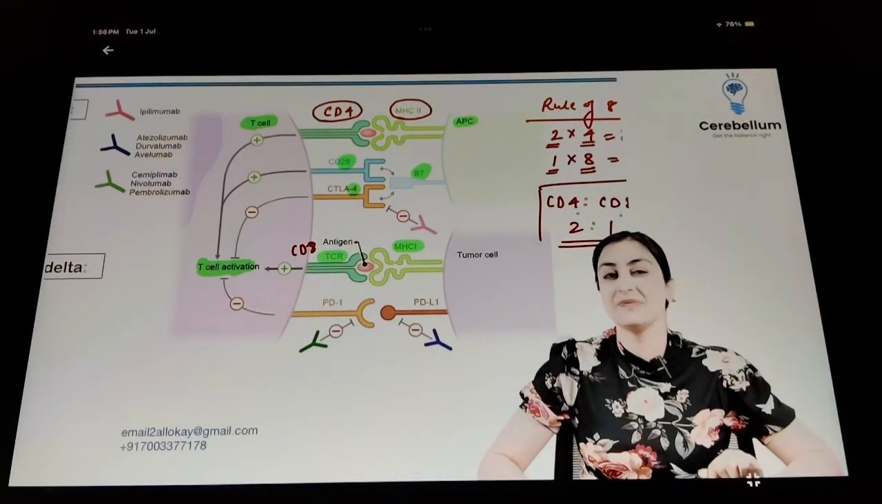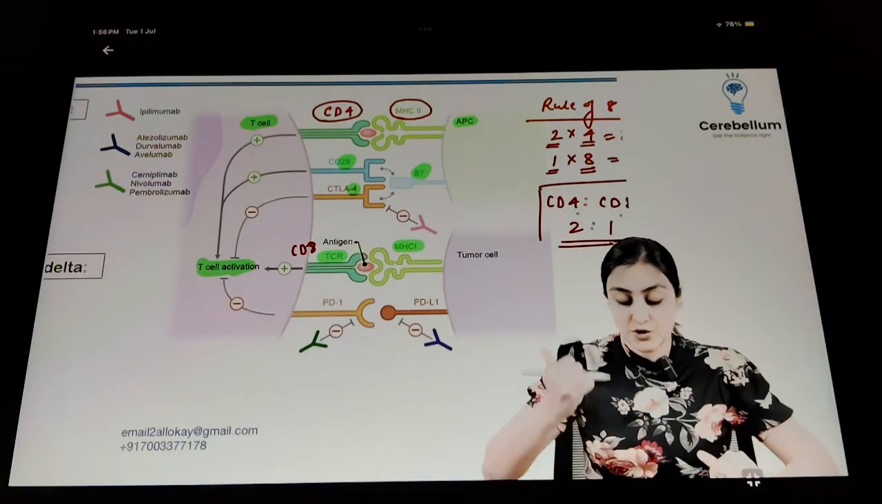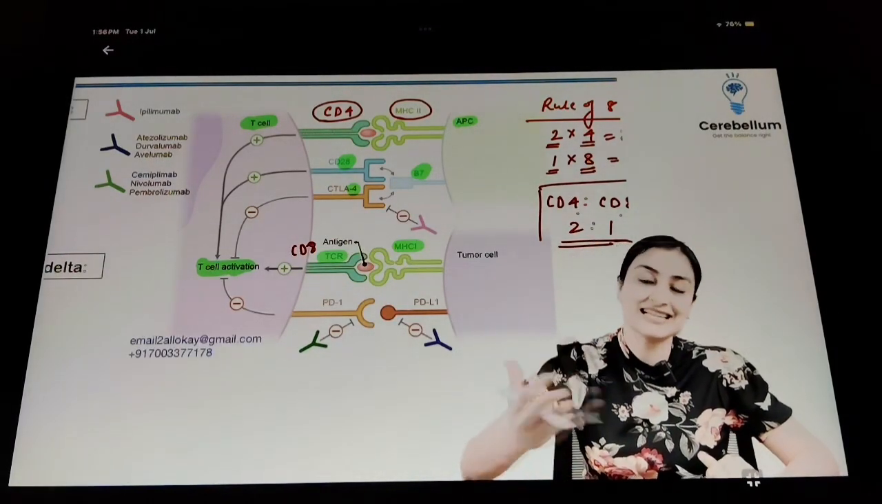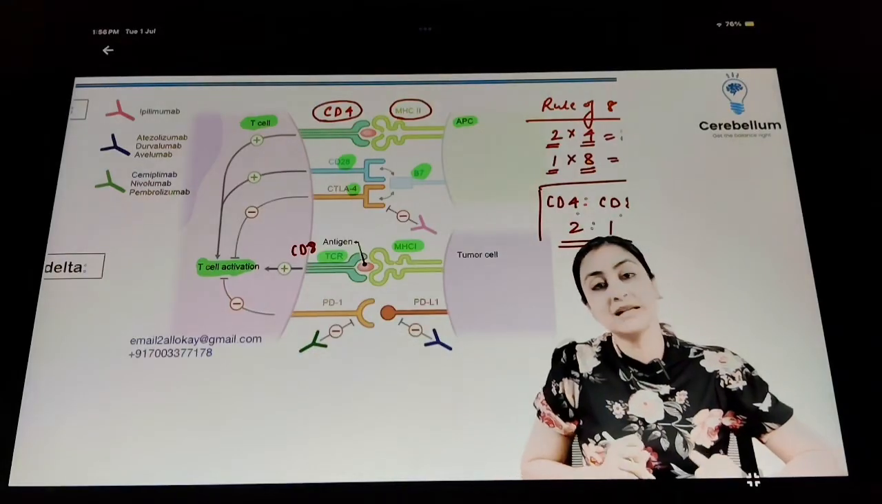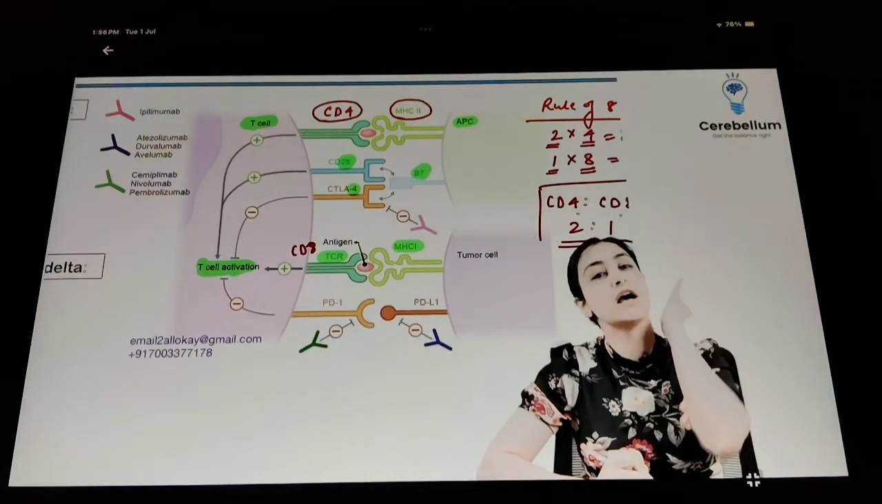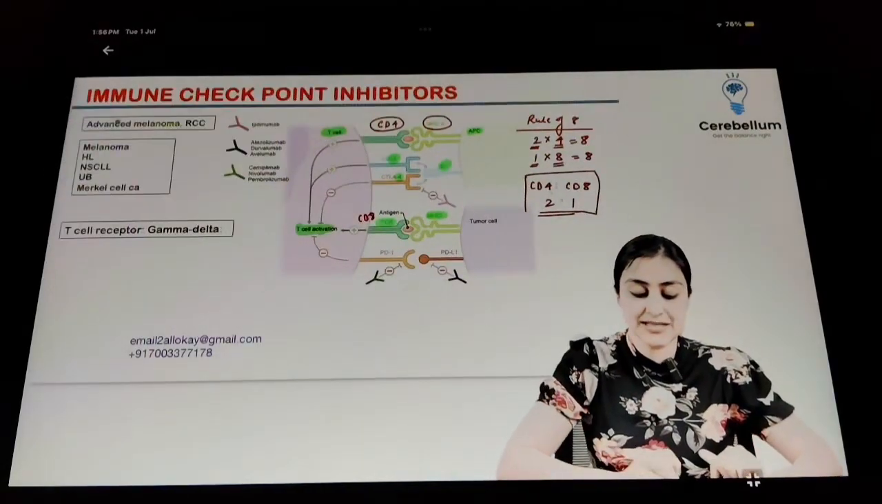Let's say we have a tumor, okay? Can I use my own immunity to kill that tumor? We can. So what we are trying to do is inhibit the inhibitor of T cell activation. I can either inhibit CTLA4 or inhibit PD1, PD-L1. Either way, I'm activating T cells and using our own body to kill our tumor cells. So that's the concept of immune checkpoint inhibitors.